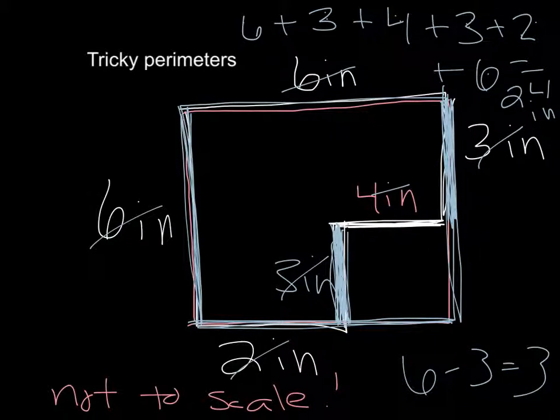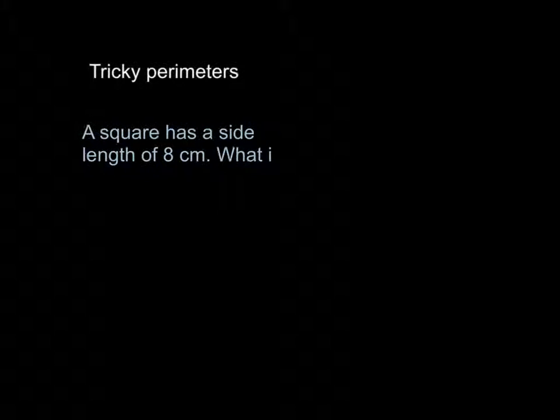One more thing I want to talk about, tricky perimeters. Let's say you're given a word problem that says a square has a side length of 8 centimeters. What is the perimeter? Well, you know something special about squares, and it's that all sides have the same length.